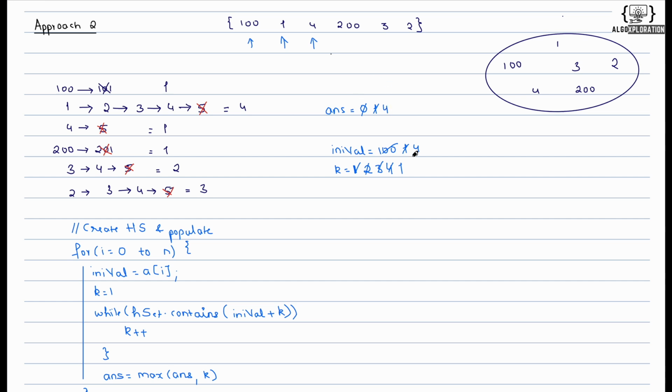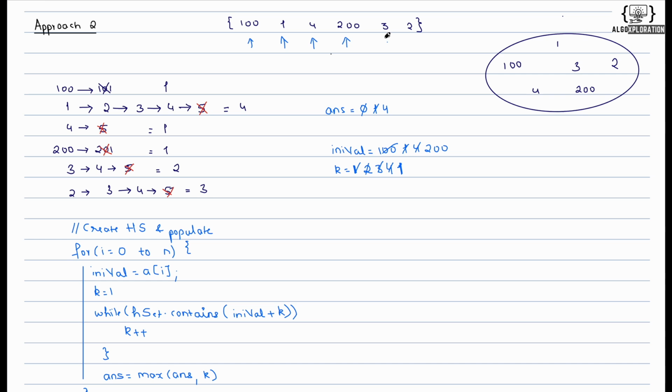Then I'll move forward, in which the value of i will be 3, which is pointing to 200. After that the initial value will be 200 and the value of k will be 1. Now check using the while loop whether the initial value plus 1, that will be 201, is present inside the hash set. No, it's not. So again I'll not go inside this. Simply I'll compare the previous answer and the value of k. I can see that the previous answer is greater. So I'll move further.